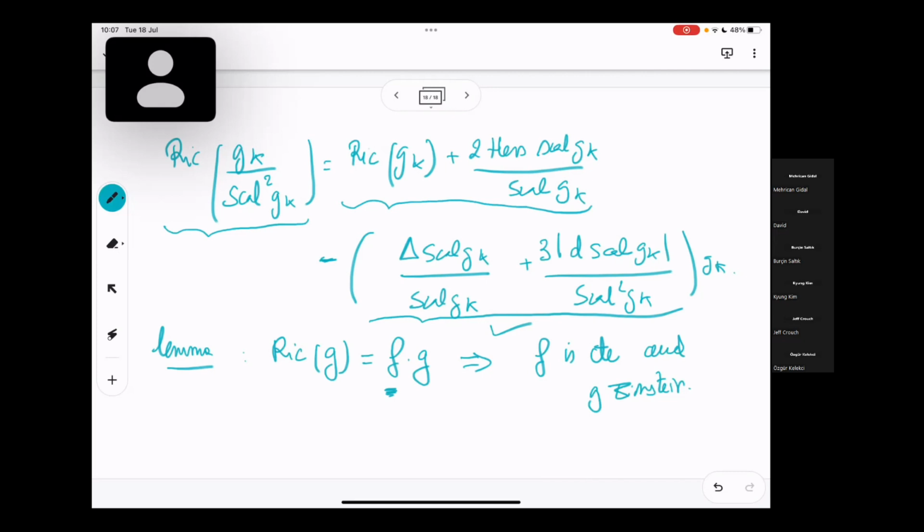You have that for a Kähler metric, there's a different expression for the Bach tensor, which is the following.